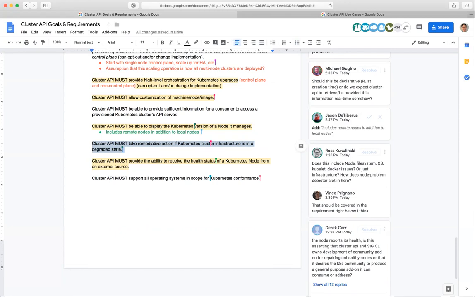The main point of this one is that if we are managing infrastructure for a user, we've created it, and they expect us to manage it over time, then if it goes into a degraded state, we should repair it. But one question I have here, which kind of boggles me, is that we're talking about the core Cluster API. This seems like a provider-specific detail. Well, is the core going to manage this?